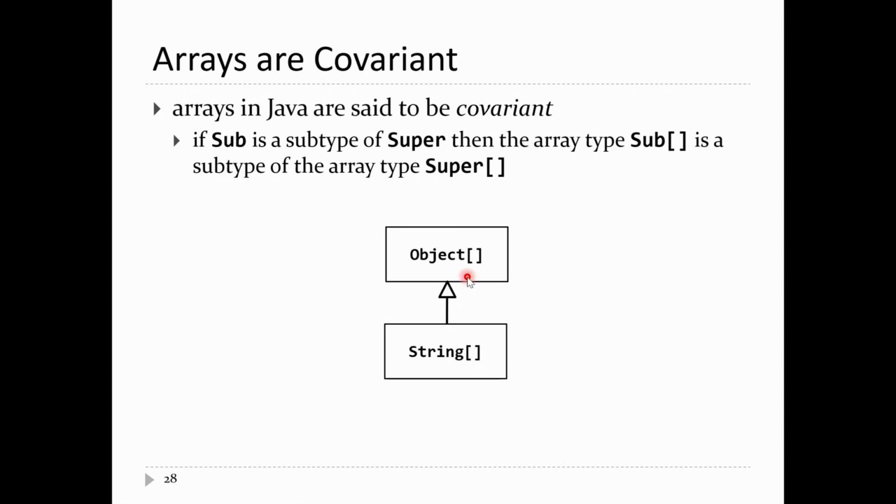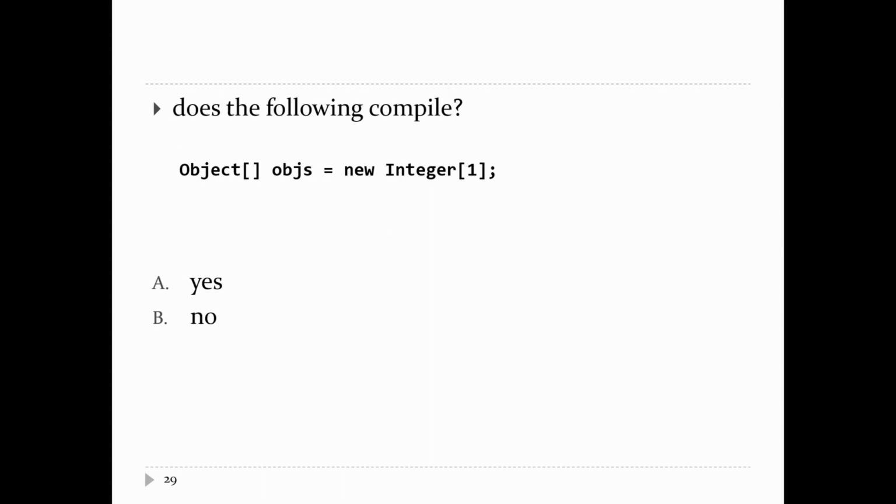For arrays, an array of sub is also a subtype of an array of super, which is interesting. So if I have an array of Object, then an array of String, you can consider that to be a subtype of array of Object. So array of String is substitutable for an array of Object. String is substitutable for Object. We already know that. But it's interesting that an array of String can be substitutable for an array of Object. So let's see what the consequence of this is.